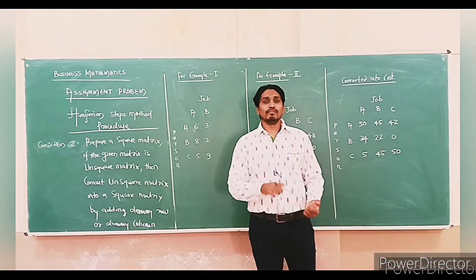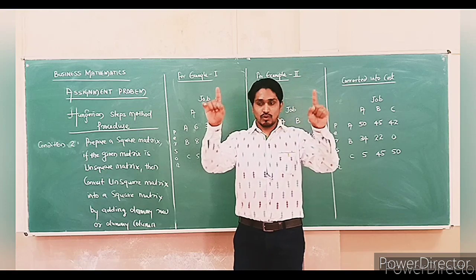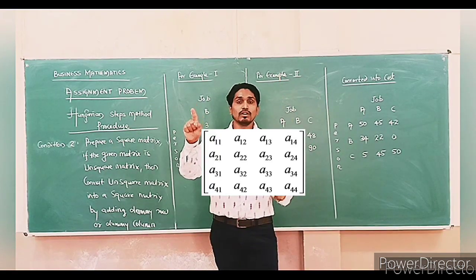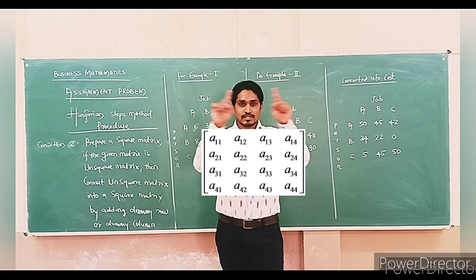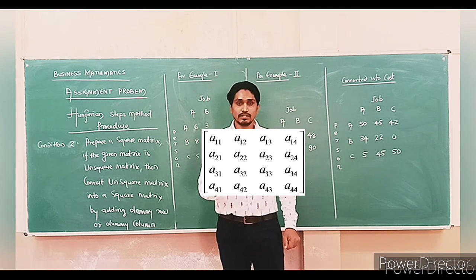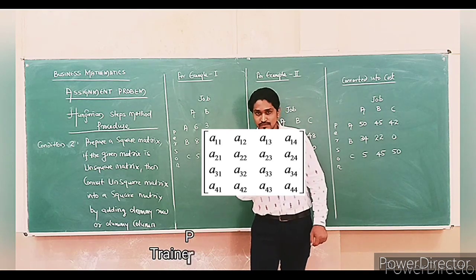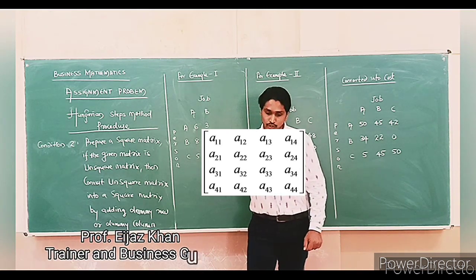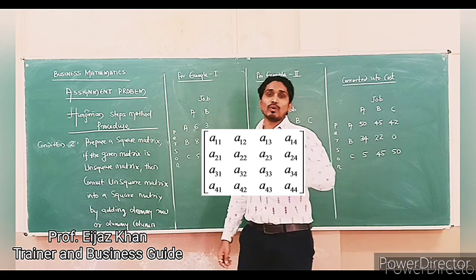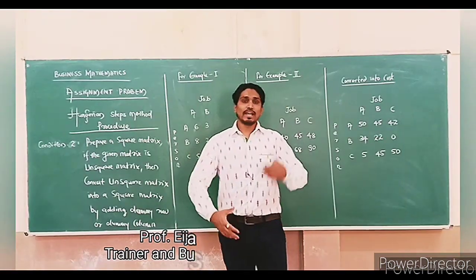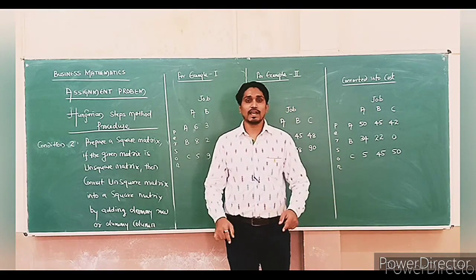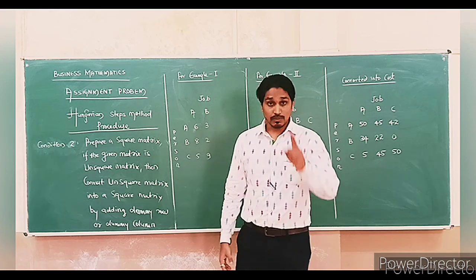Width equal to length. This is called a square matrix. Such type of matrix is called a square matrix. For example, when there are 4 rows and 4 columns, such a matrix is said to be a square matrix. Likewise, 5 rows and 5 columns, 6 rows and 6 columns, such a matrix is called a square matrix.